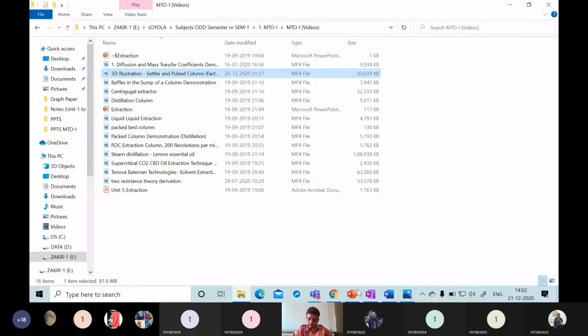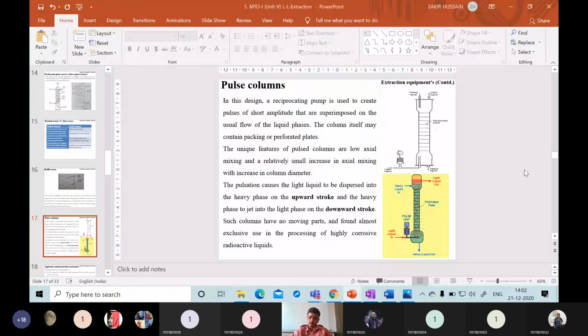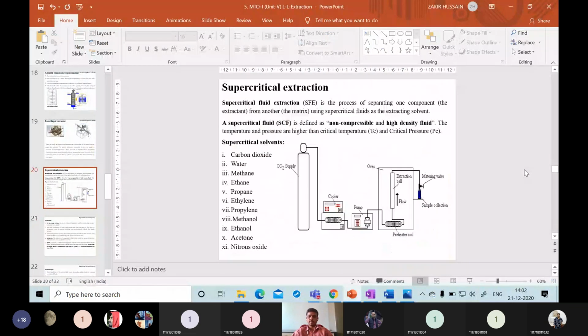Okay, that is what is going to happen inside this column. Then in the next class we will try to discuss this one.